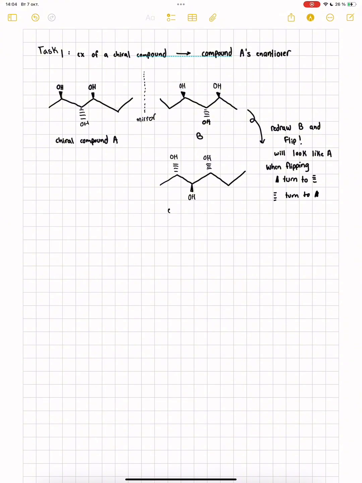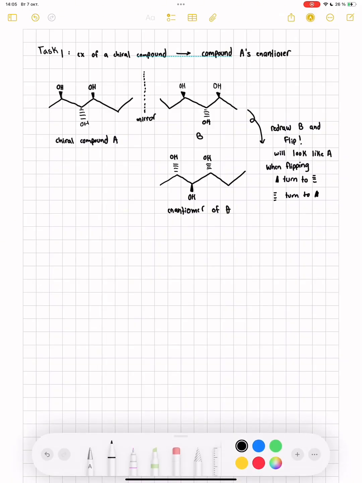So, to double check, we know an enantiomer is a mirror image that is non-superimposable, meaning not the same. Furthermore, when we redraw B, here I'm just going to show you chiral compound A, and then this is the enantiomer of that compound. We just redrew B to help out, and you can really see that these are enantiomers of each other. Here I am just writing some little notes to better understand this.